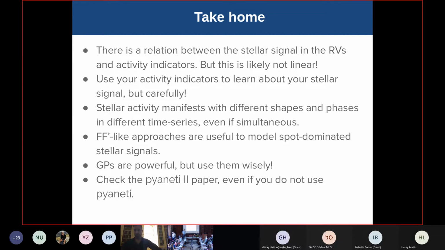So is that the question, Oscar, just in case? Yeah, I think the question is: I am using radial velocity with activity indicators, but what happens if I only use activity indicators, right?